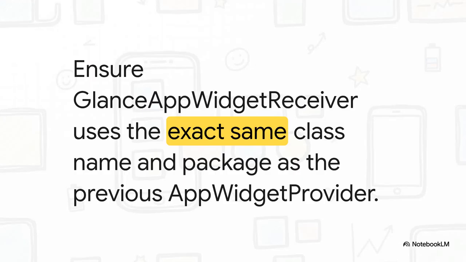But a huge architectural warning here. Definitely take note of this. When you are migrating from remote views to Jetpack Glance, changing your receiver paths will literally delete existing widgets right off your users' home screens. To prevent a mass wipeout, your new Glance app widget receiver absolutely must use the exact same class name and package as your previous app widget provider in the Android manifest.